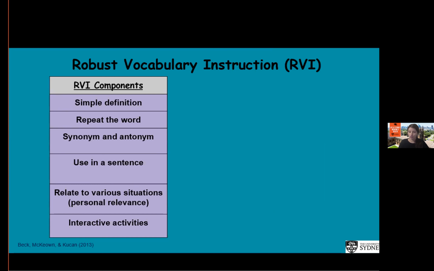Then encourage the student to engage with the word in a range of activities to reinforce its meaning. Make sure the student is exposed to the word in a range of contexts, including speaking, listening, reading, and writing. This can be done by using a word map for each word, which we'll provide as a resource at the end of the presentation. So let's do an example of how RVI could be used to teach the Tier 2 word recall.